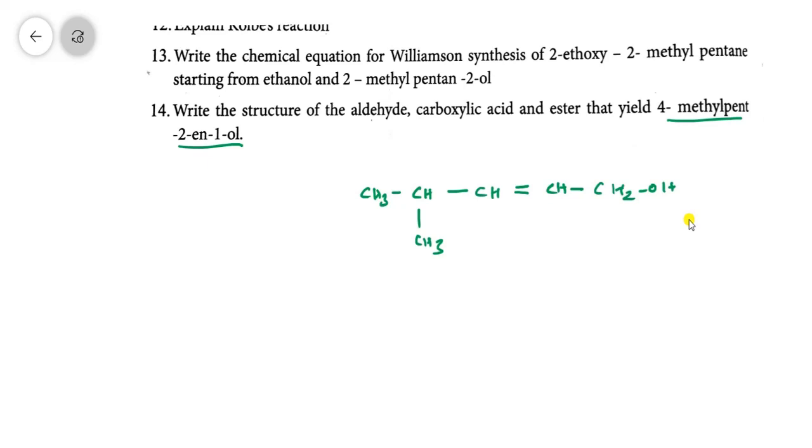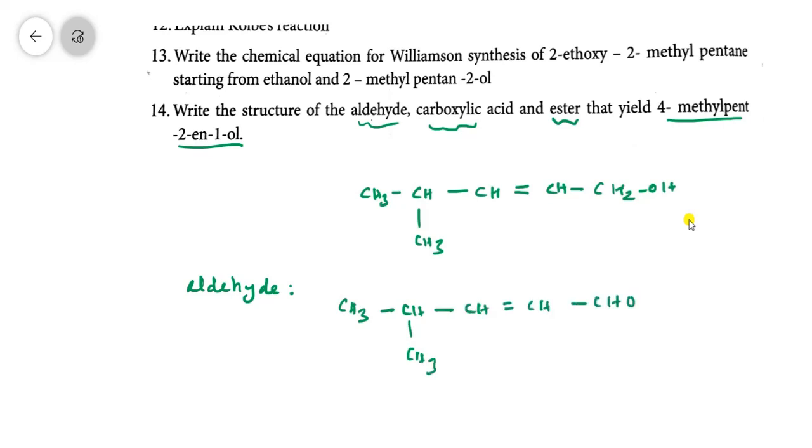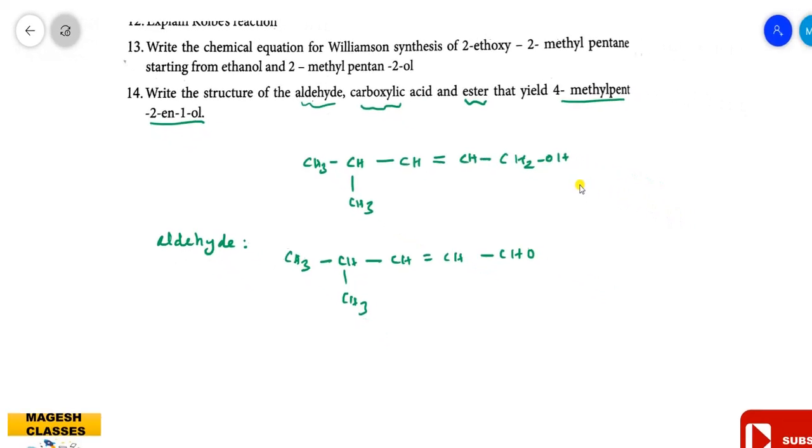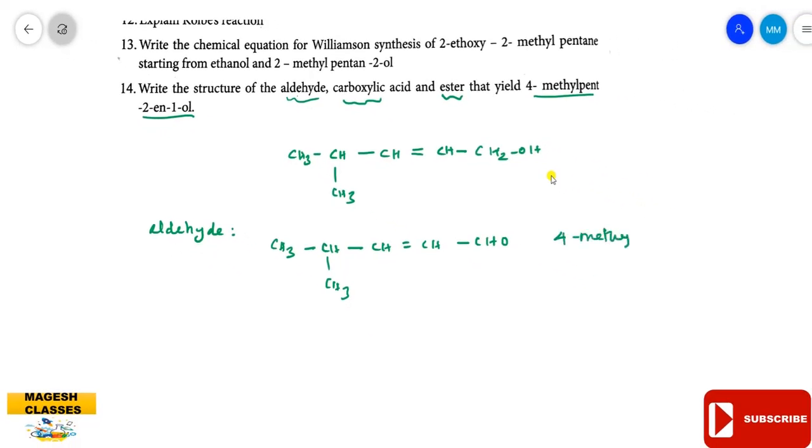The question is, write the structure of the aldehyde, carboxylic acid and ester obtained from this compound. So what is the corresponding aldehyde? This CH2OH part is converted into aldehyde. So you obtain the aldehyde like this, CH3CH. This is the aldehyde. The name of the compound is 4-methyl. The long chain consists of 5 carbons, so it is pent-2-en-1-al, the aldehyde.